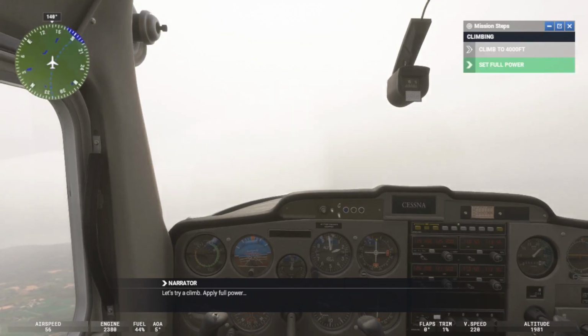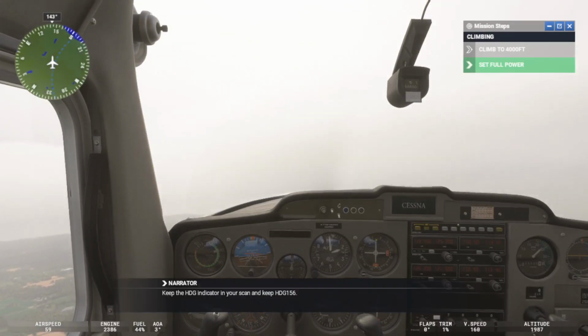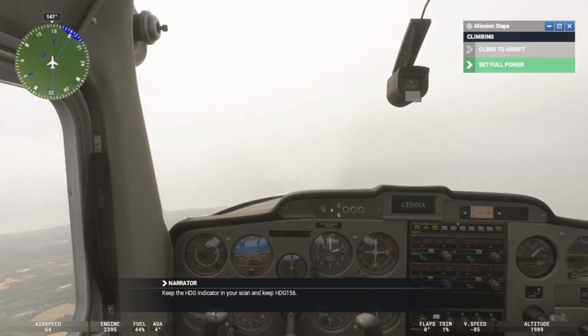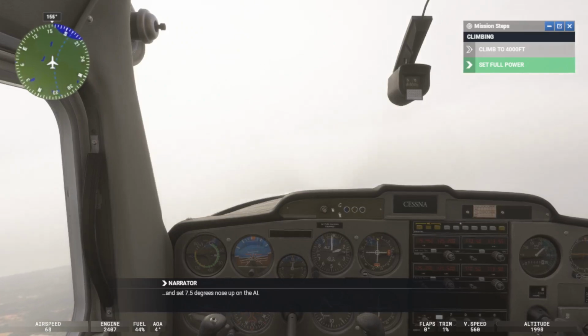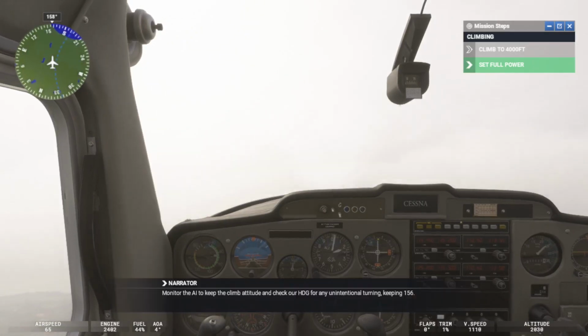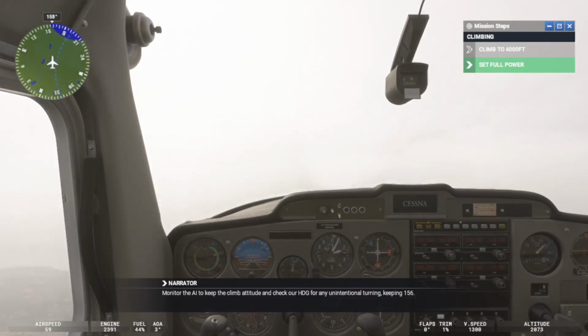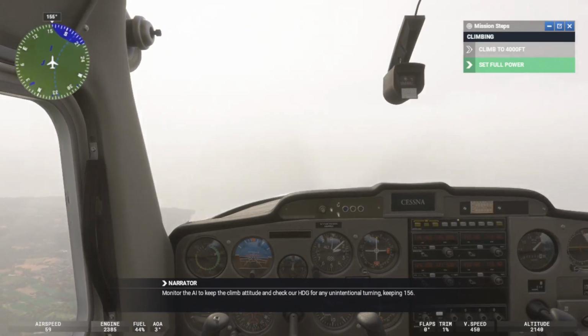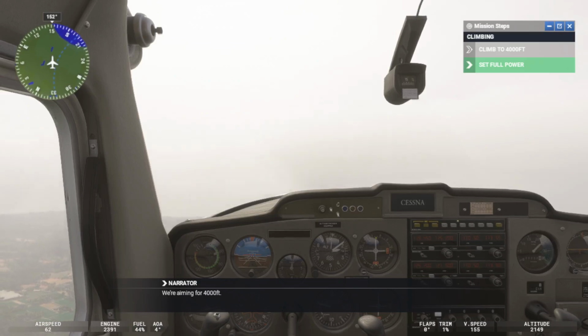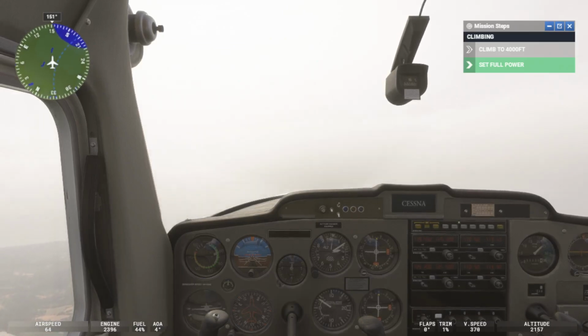Let's try a climb. Apply full power. Keep the heading indicator in your scan and keep heading 156. And set 7.5 degrees nose up on the AI. Monitor the AI to keep the climb attitude and check our heading for any unintentional turning, keeping 156. We're aiming for 4,000 feet.